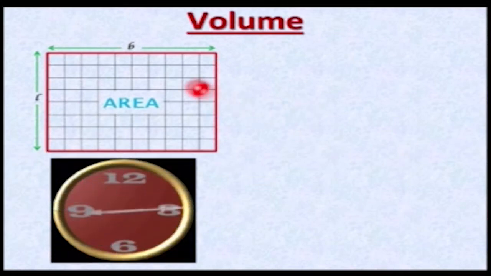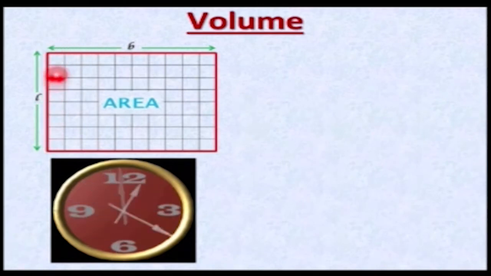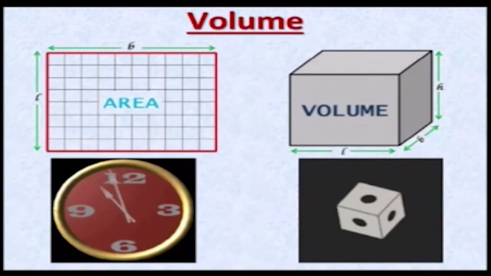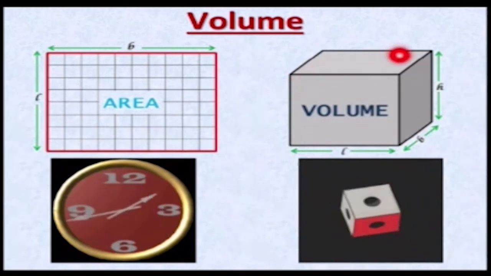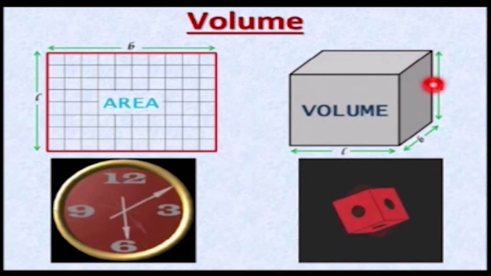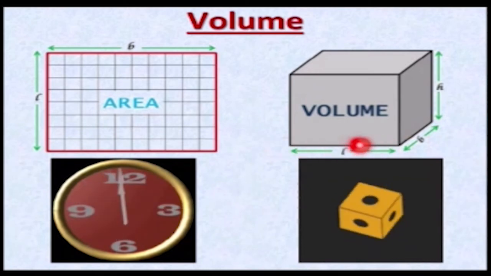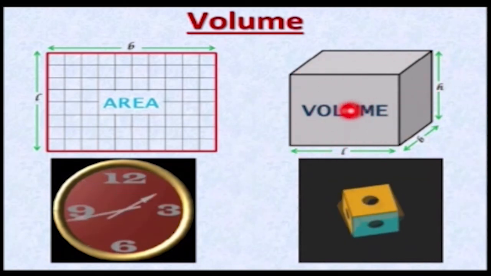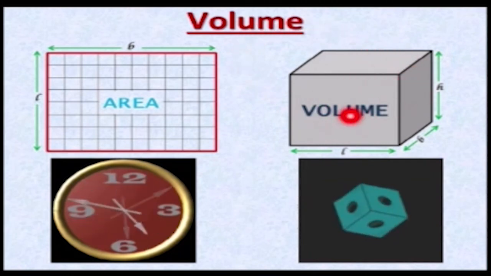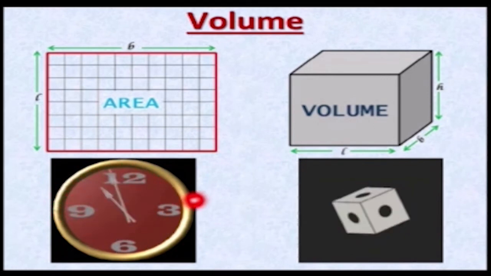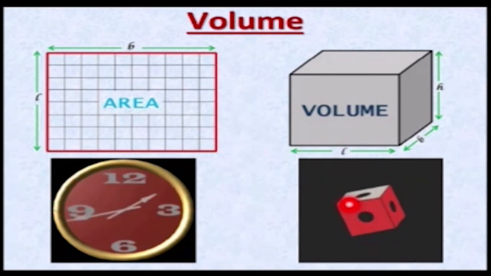In area we can see that it is a 2D shape, a two-dimensional shape where we studied the breadth and the length, right? And volume is for 3D shapes, in which we discuss height, breadth and length. That's why it is called a 3D shape. So volume stands for 3D shapes and area for 2D shapes, right? This is in a flat surface and this is in three dimensions.